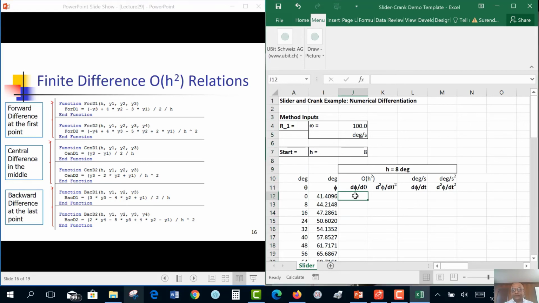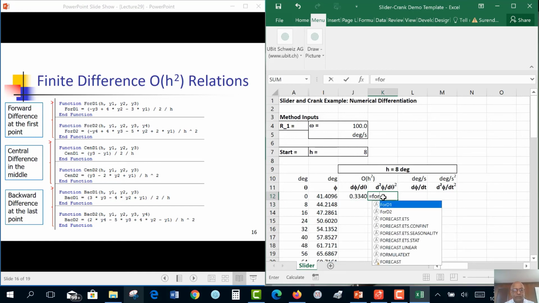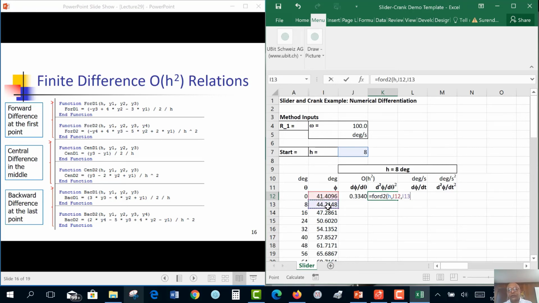So let's invoke our first derivative forward difference. So it requires h, and it requires y1, y2, and y3. Let's do forward difference second. It requires h, and you can see it requires y1, y2, y3, y4. So y1, y2, y3, y4.